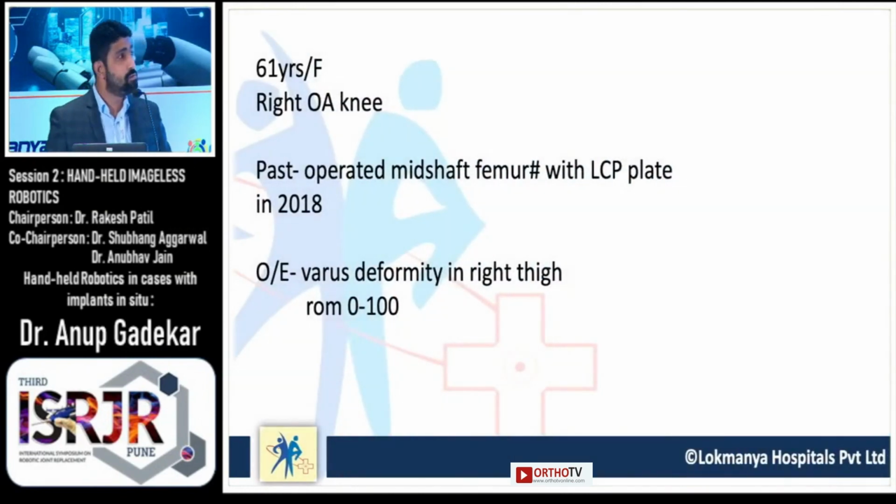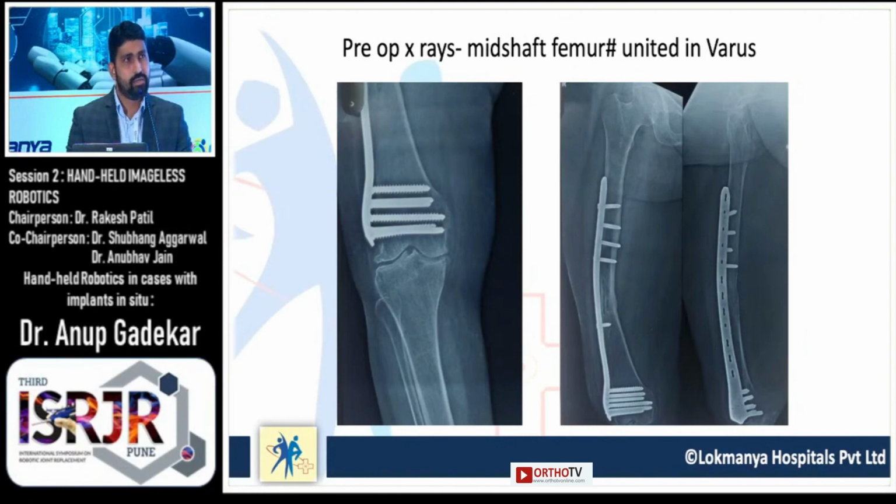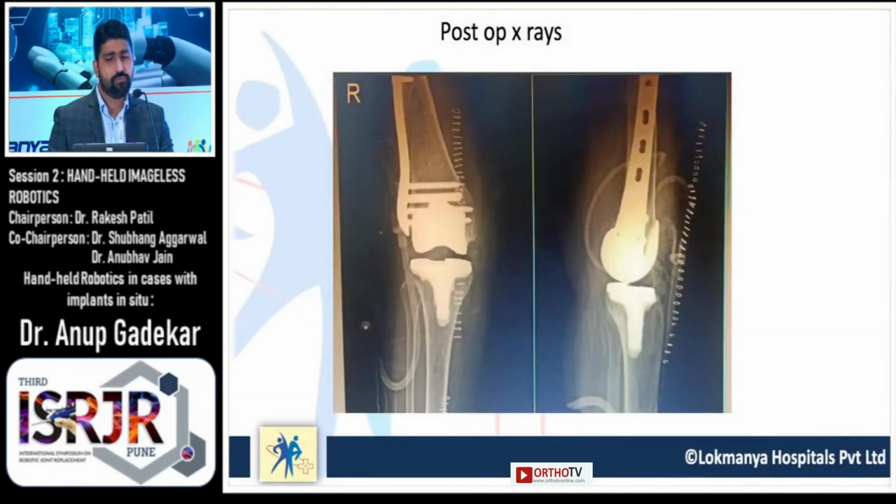Now I'm going to show some of the cases which we operated with the Navio system and Cori system in the past few years. This is a lady with a mid-shaft femur fracture operated in 2018 with an LCP plate. As you can see, there is a varus deformity at the fracture site, and if we try to remove the implant, there is a very high chance that refracture can occur at the previous fracture site. And if we see the screw positions, they are very low. So we went ahead with a CR knee using an imageless handheld robotic technique.